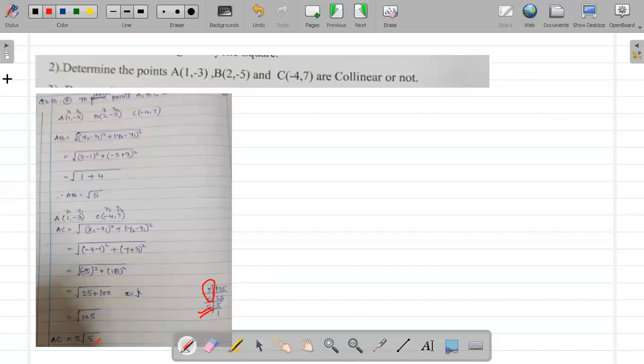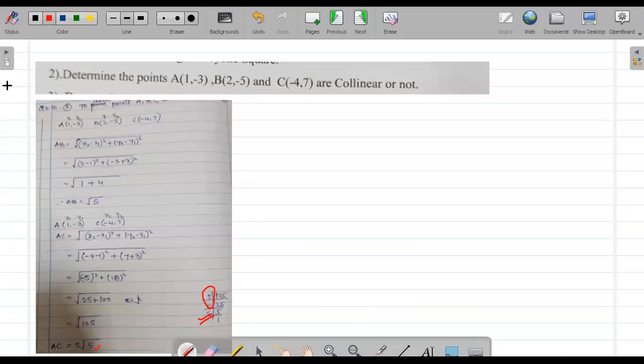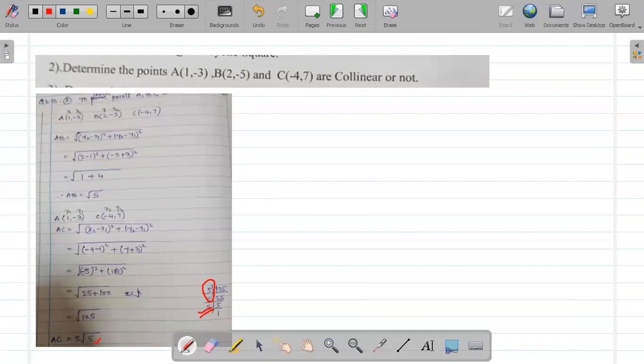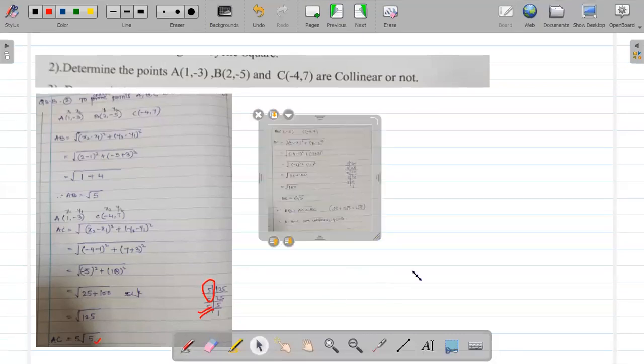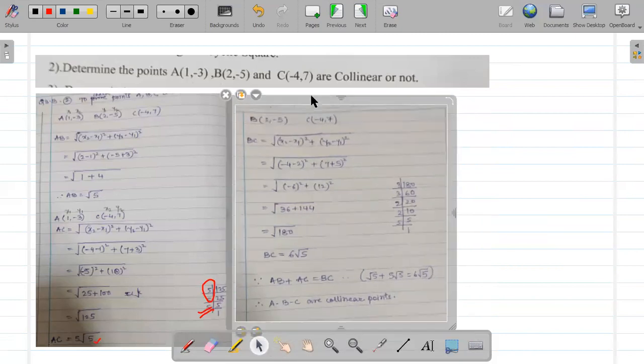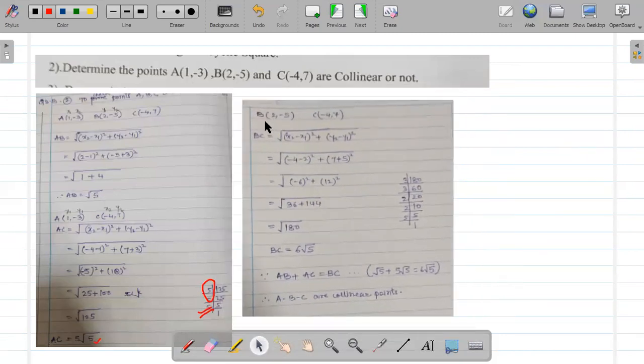Next we find what is BC. Once we get the value of BC, we will add any two sides and check if it gives the third side. Correct? Okay, let's find BC first. Yes, we are finding BC using the same distance formula, plugging in the values and solving. You get root of 180, and then doing the prime factorization that gives you 6 root of 5.